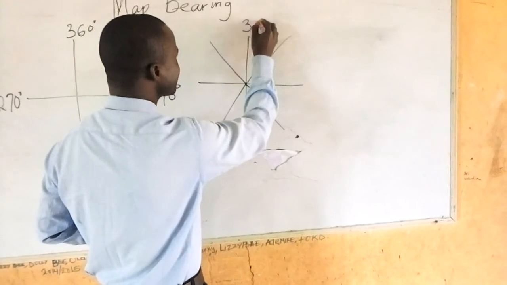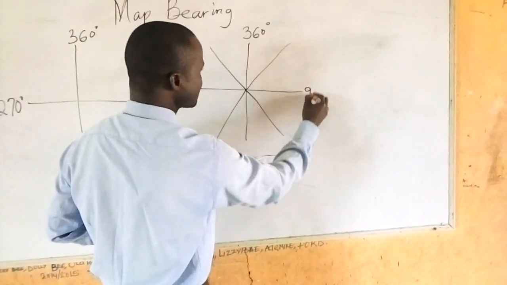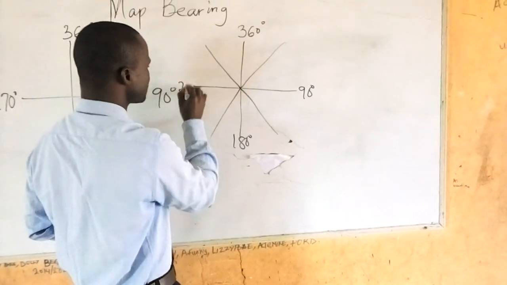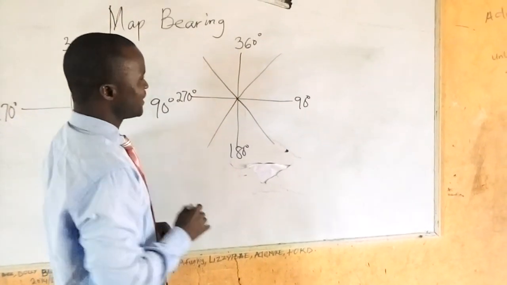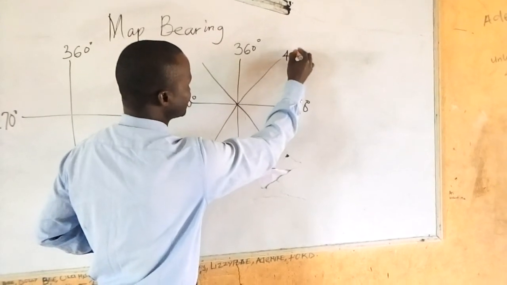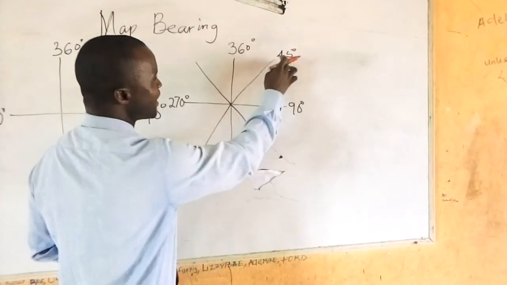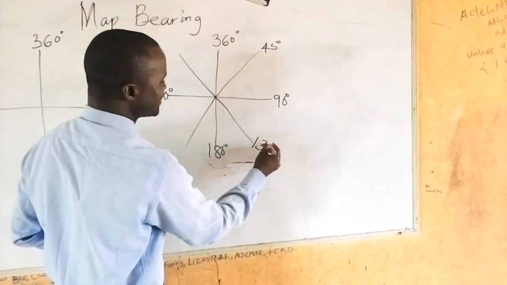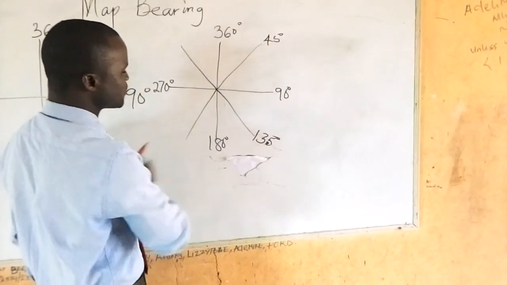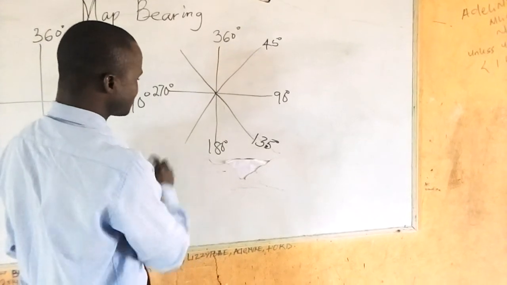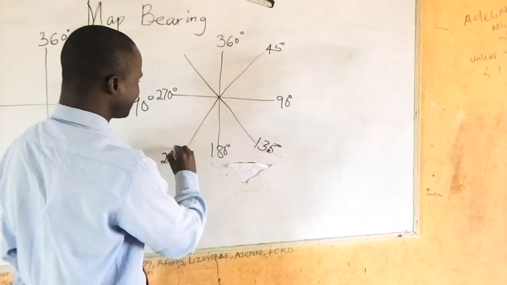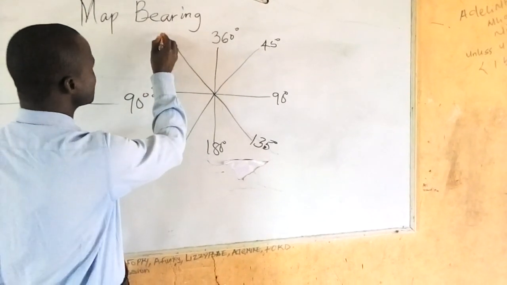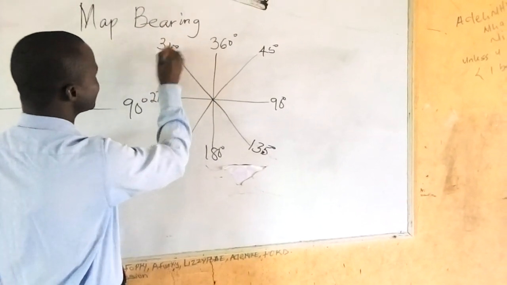This one will be 360 degrees. Remember, we said this is 90 degrees, this is our 180 degrees, and this is 270 degrees. This will be 45 degrees, half of this. When you add 45 to this, you have 135 degrees. When you add 45 to this, you have 180. Add 45 to this, you have 225 degrees. Add 45 to this, you have 270. Add 45 to this, you have 315 degrees.